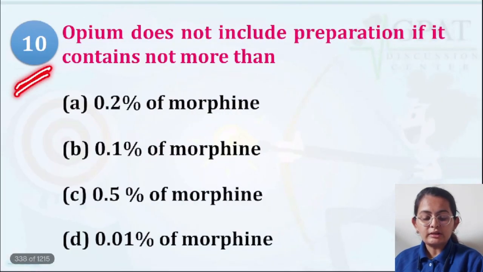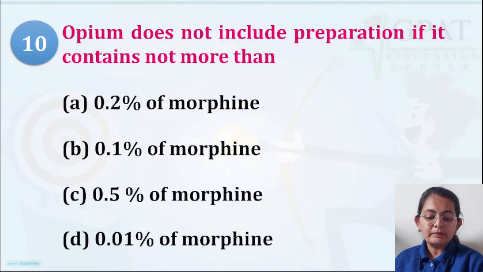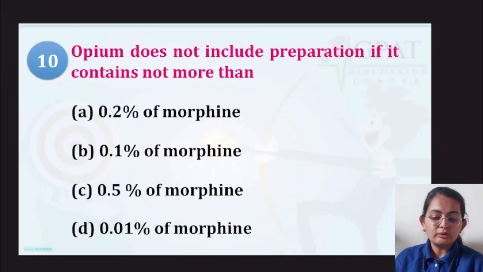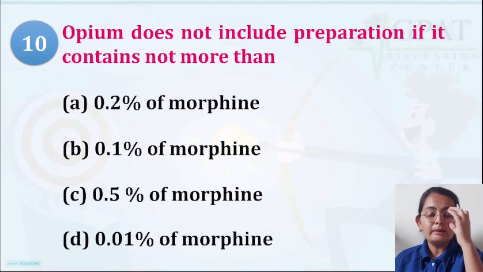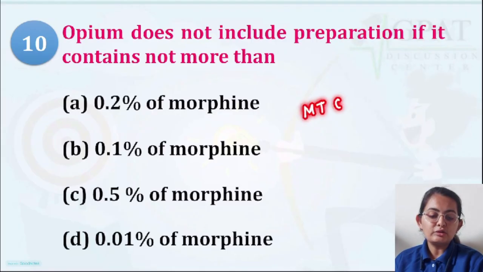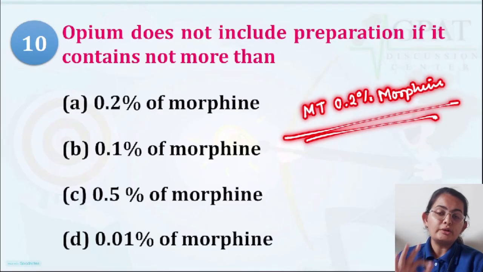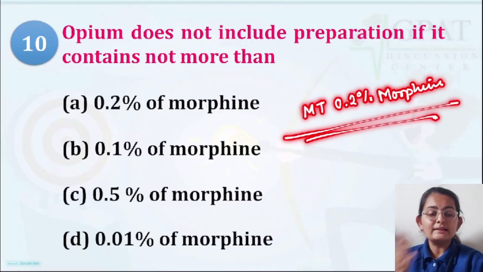Question number 10 is talking about opium does not include preparation if it contains not more than. You must be knowing what is opium. Opium, in the sense, is any preparation which contains more than 0.2% of morphine. Do remember this thing. What is opium? Opium should contain more than 0.2% of morphine. If it is less than 0.2% of morphine, this doesn't come under the definition of opium.